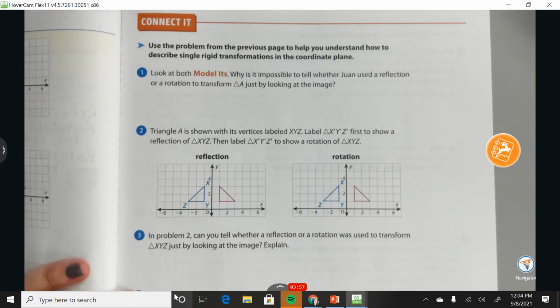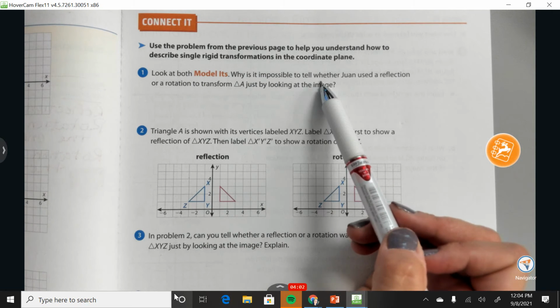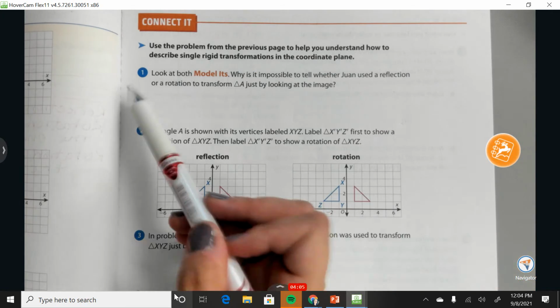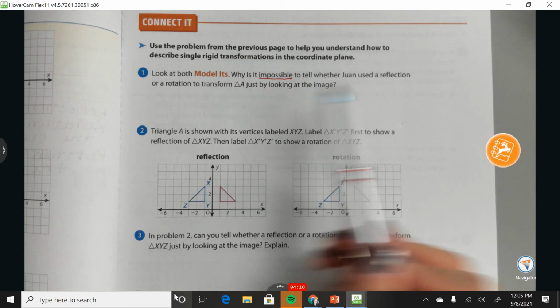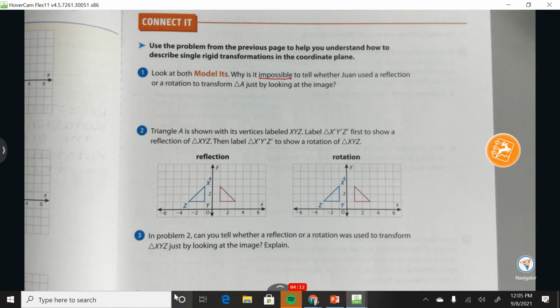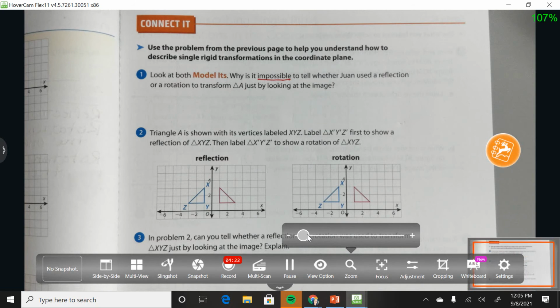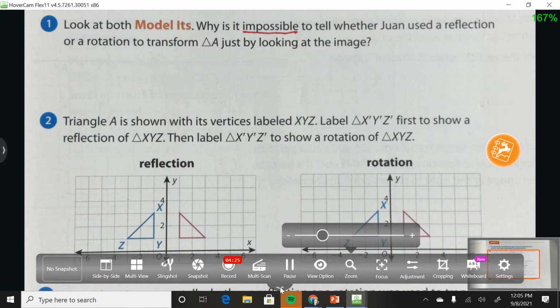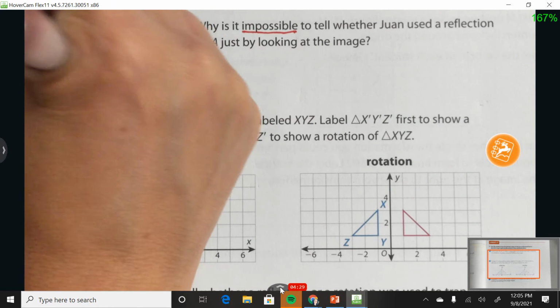All right, looking on page 35. We kind of already talked about this, but it says, look at both models. Why is it impossible to tell whether one used a reflection or a rotation just by looking at the image? We just talked about it. That's your hint. Why is it impossible to tell? What's not there? The vertices are not labeled.